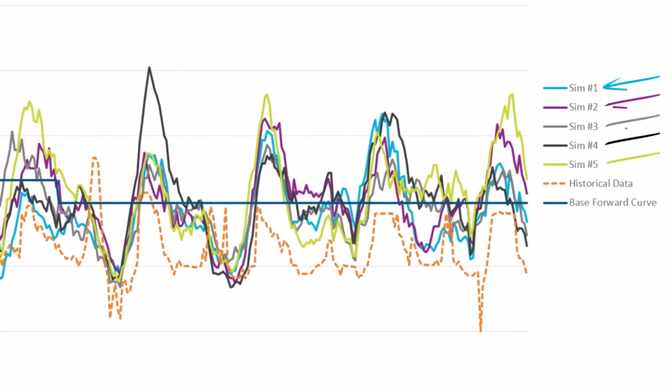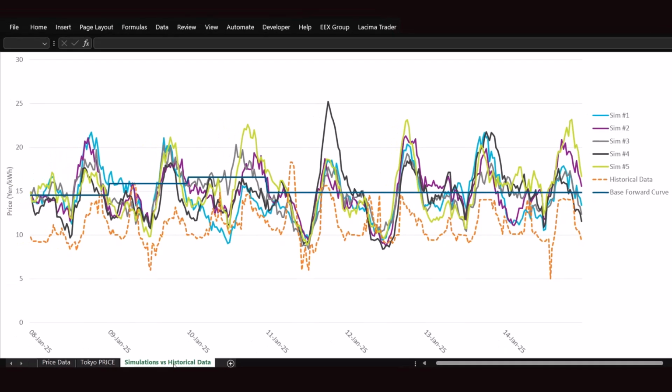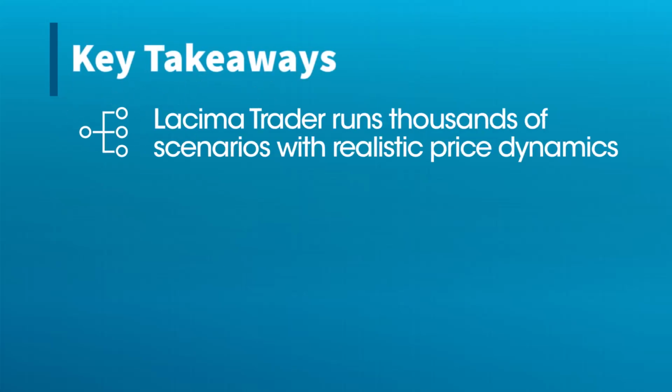Here I've plotted 5 half-hourly Tokyo power price simulations, along with the forward curve and the historical data for the corresponding period from the year before. You can see that the simulated prices have a volatility and shape similar to the historical price, and a mean close to the forward curve. Lacima Trader can easily handle running thousands of simulations like these, from which we can evaluate risk.